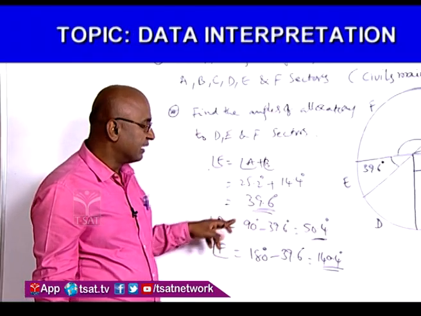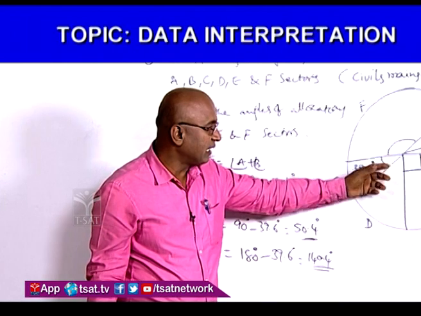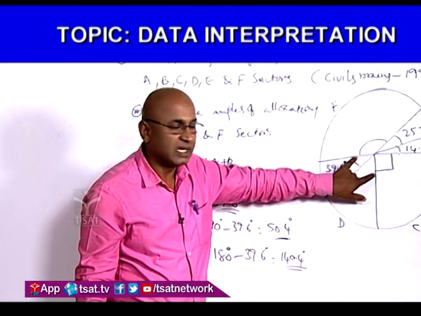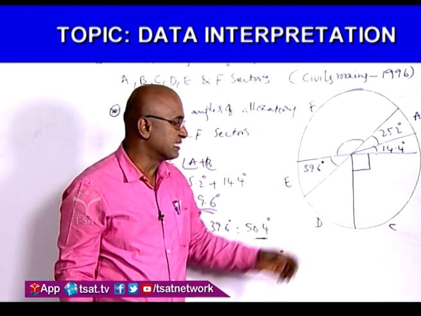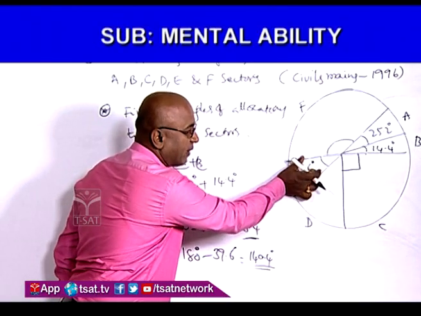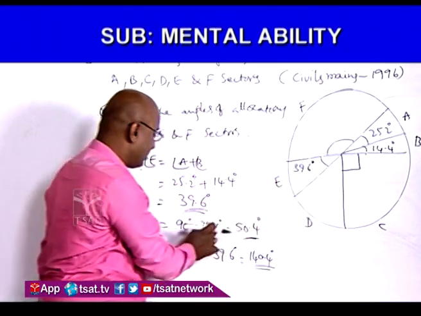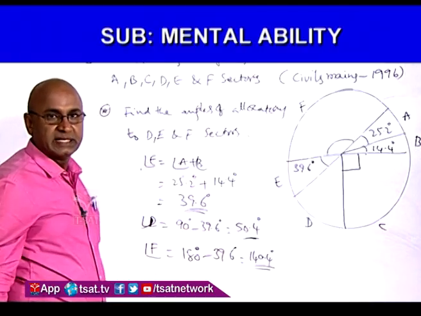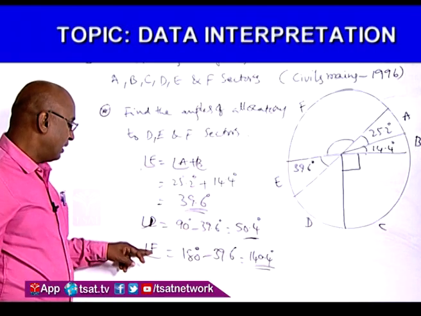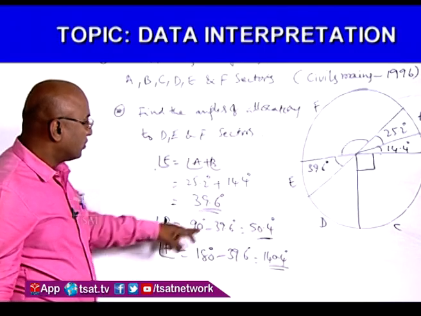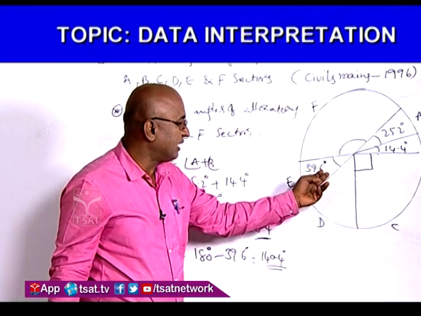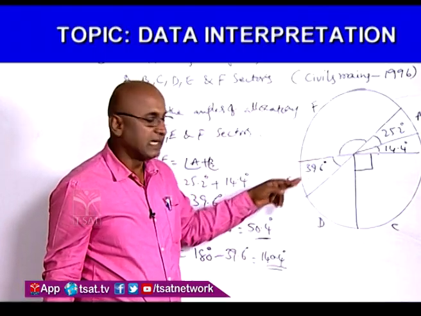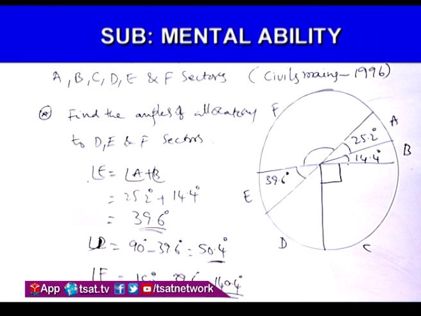And angle D, so the angle in one-fourth of a circle is 90 degrees. So if it is 39.6, the remaining is 90 minus 39.6, that is equal to 50.4 degrees. And angle F is equal to the total angle 180 degrees minus 39.6, that will give you 140.4 degrees.